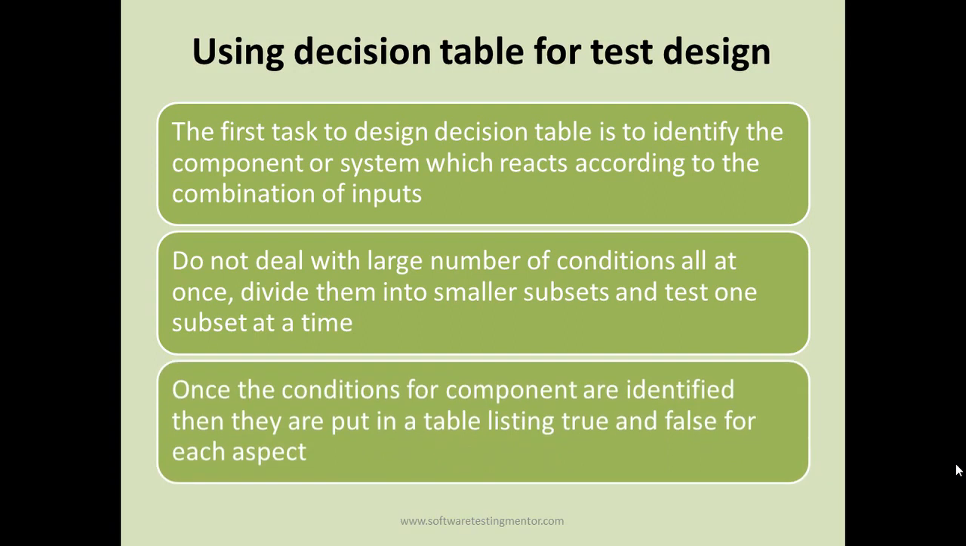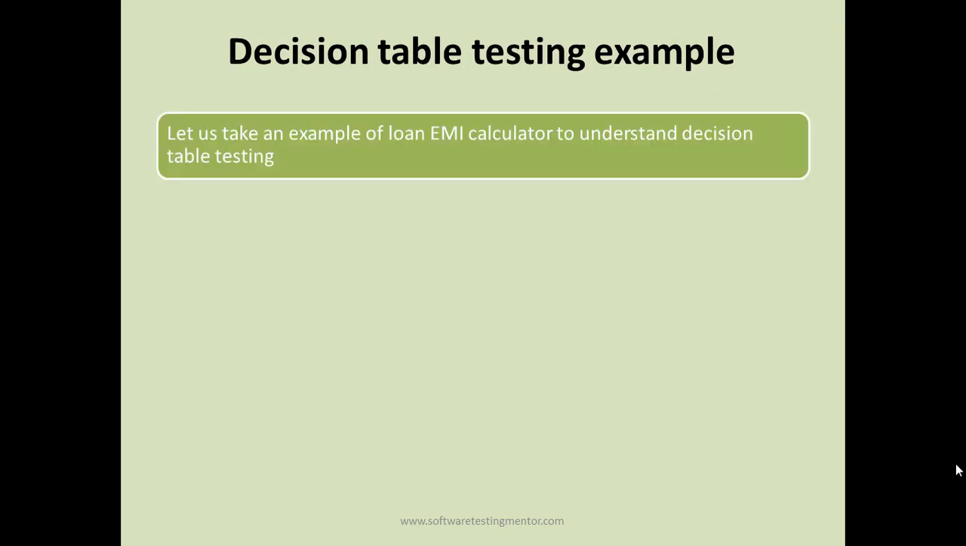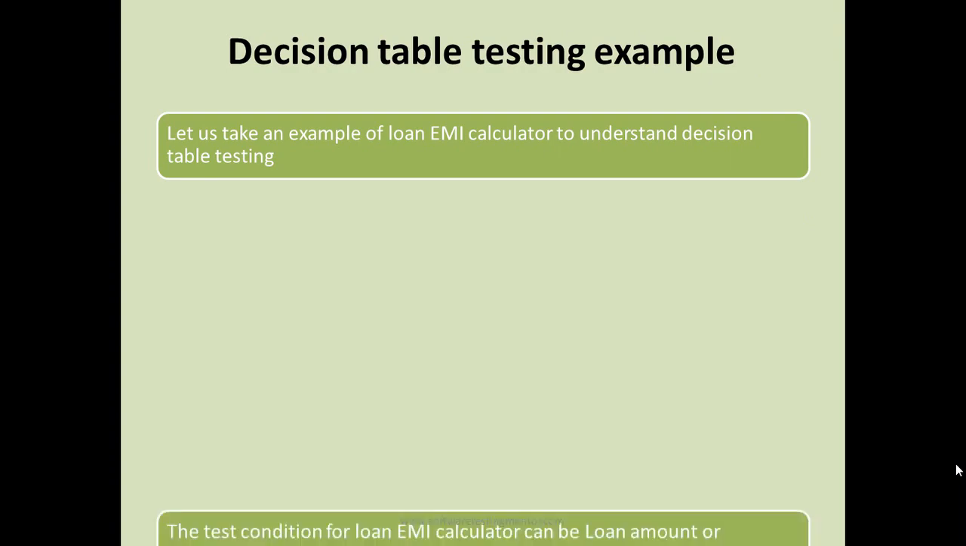And once the conditions for a component are identified, they are put in a table listing true and false for each aspect. So once you get the conditions, you put them in the table, identify the input either as true or false, and then test the output or outcome accordingly based on the input conditions. So let's take an example of a loan EMI calculator to understand decision table testing.